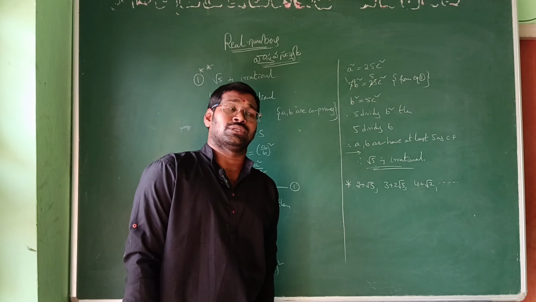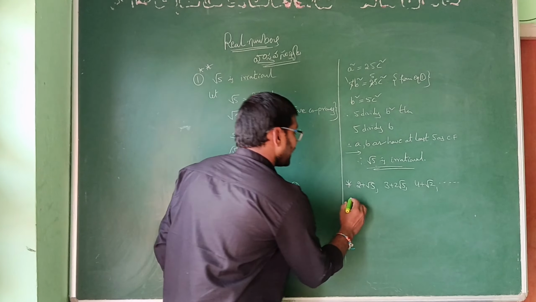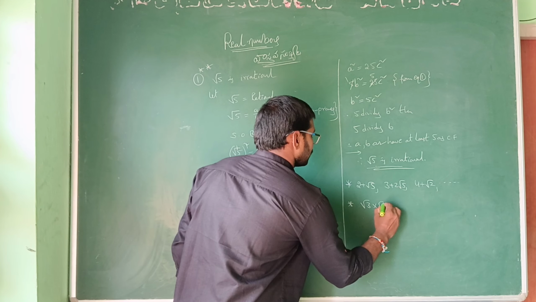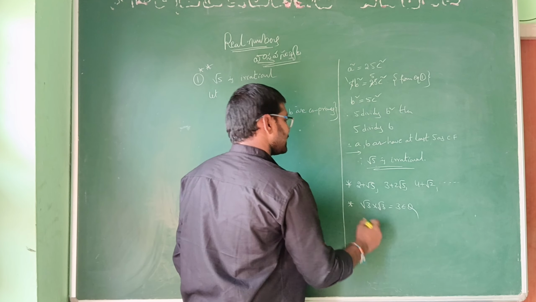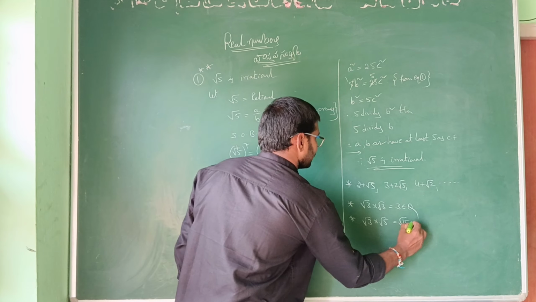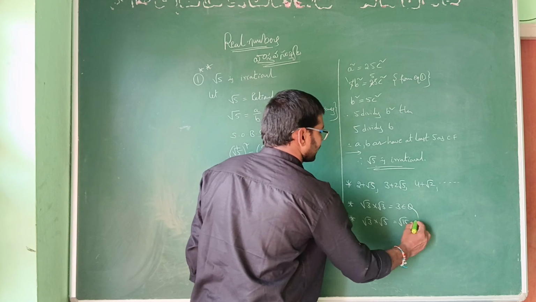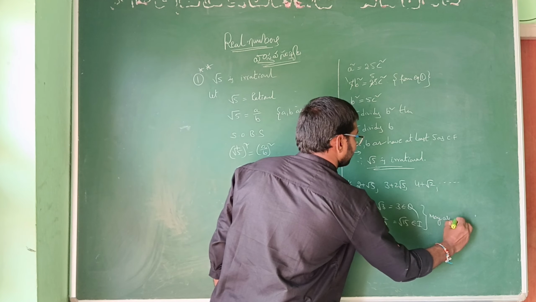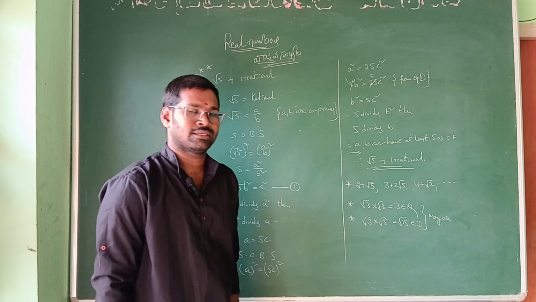Now, when you multiply irrational and irrational, it may or may not be rational. Suppose root 3 into root 3 gives 3, which is rational. But sometimes it will not be like this. Suppose root 3 into root 5 gives root 15, which is an irrational number. That is the reason it may or may not be.